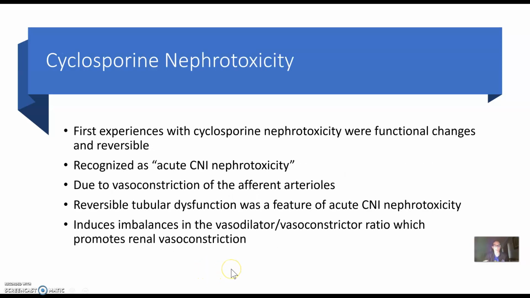The nephrotoxicity of cyclosporine. First experiences with cyclosporine nephrotoxicity were functional changes and reversible. These are recognized as acute CNI nephrotoxicity due to the vasoconstriction of the afferent arterioles. The reversible tubular dysfunction was a feature of acute CNI nephrotoxicity. It can induce imbalances in the vasodilator-vasoconstrictor ratio, which promotes renal vasoconstriction.